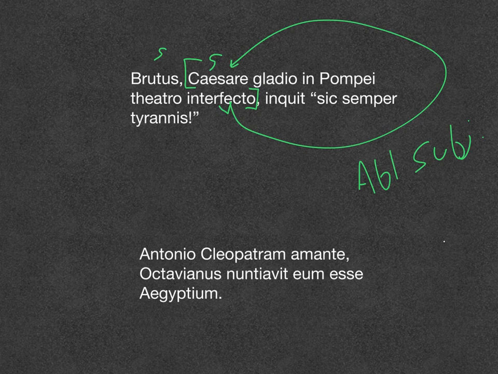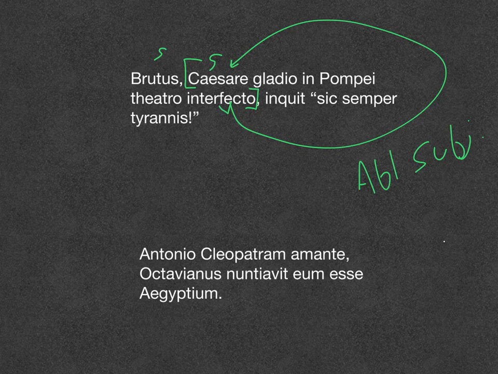But it is not the subject of the main sentence. Keep in mind we are still bracketing that off, as you can see in green. So we have here: with Caesar having been killed with a sword in the theater of Pompey. So there's the circumstance. With Caesar having been killed by a sword in the theater of Pompey, Brutus said, "sic semper tyrannis," so always for tyrants.